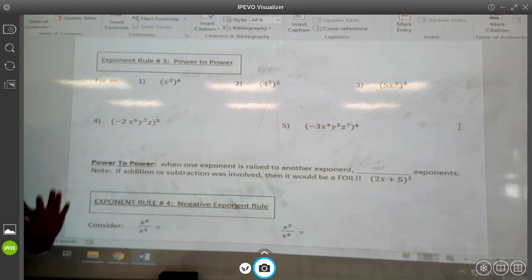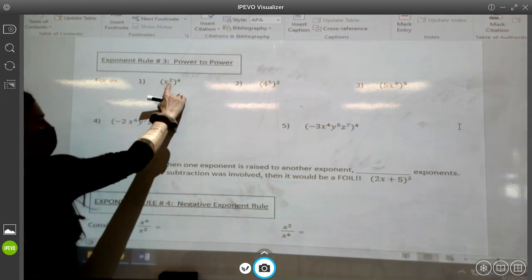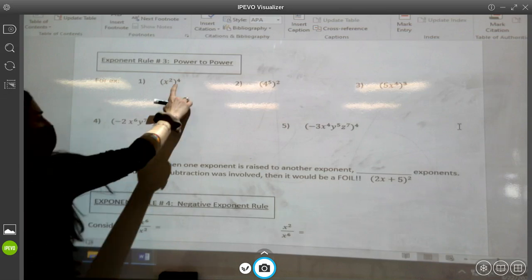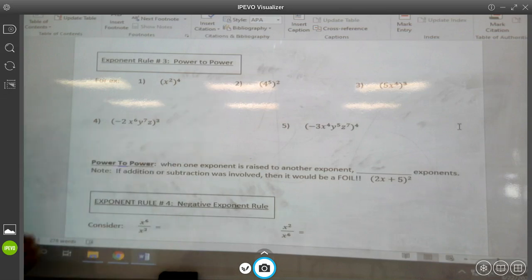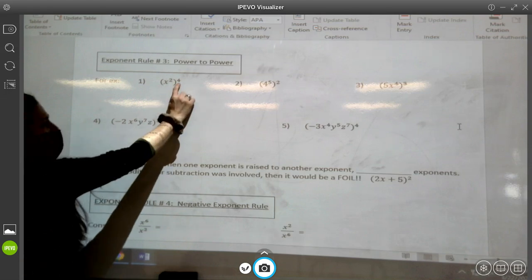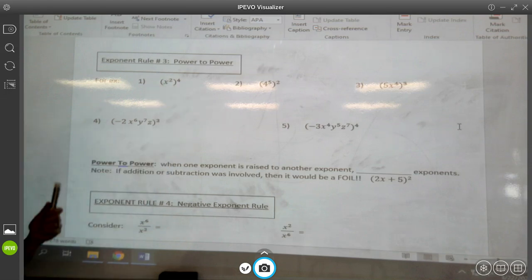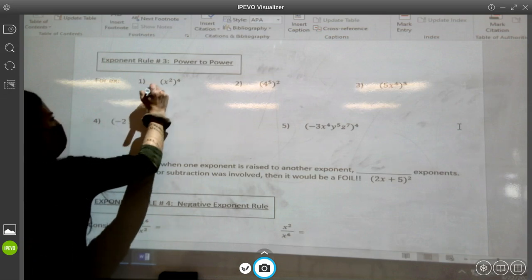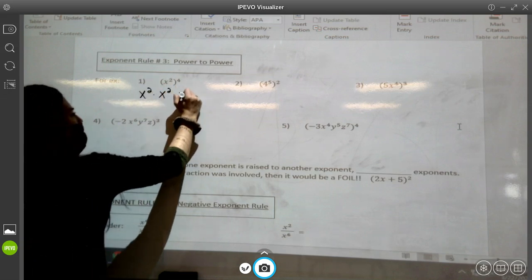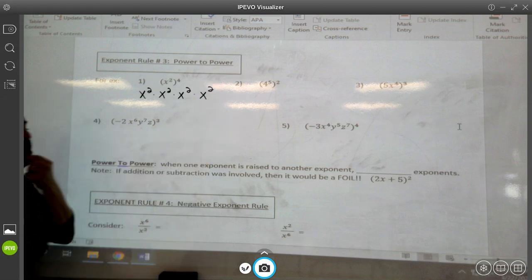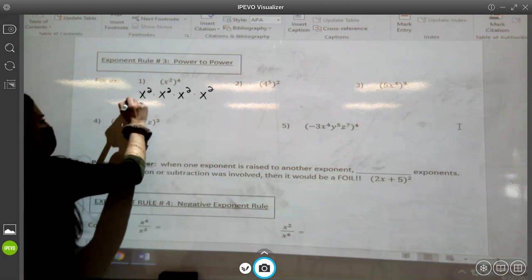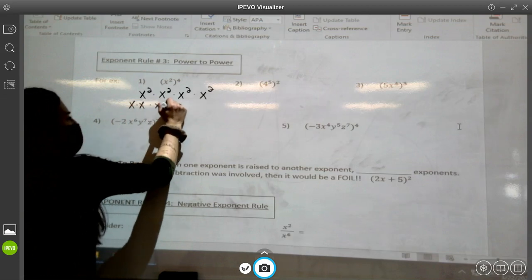All right, let's do it the long way first. So guys, this is x squared. Clearly, it already has an exponent of 2. But then you're going to raise it to another exponent of 4. So that's the power to power. Well, think about what this means. This 4 tells you to multiply x squared by itself 4 times. So that literally means x squared times x squared times x squared times x squared. And then each one of those x squareds means x times itself twice.